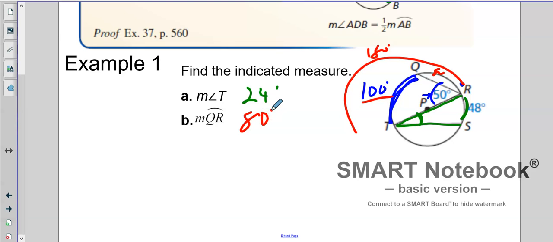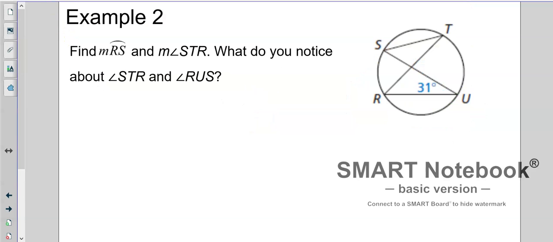So it's one of those ones where we have to do a little bit of work to work backwards to find the answer, but not too challenging. Just think of that 2-to-1 ratio every time. All right, find the measure of RS right here. Okay, well, RS is formed by SUR. This is 31, which is half of SR, which means this is 62 degrees.